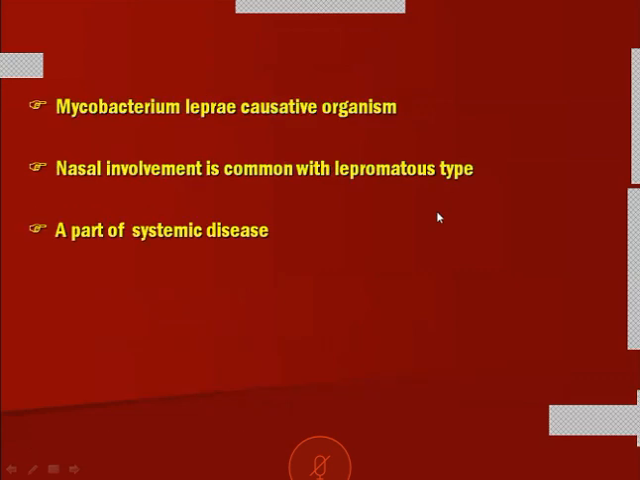You know leprosy is caused by Mycobacterium leprae, an acid-fast bacillus. Nasal involvement is common with the lepromatous type; what are the other types? Lepromatous leprosy is part of a systemic disease. Nasal involvement is common. Of course, the nose is commonly involved in tuberculoid leprosy too. In the skin there will be white patches and so on. Here, usually, the patient will have lepromatous leprosy with nasal involvement.